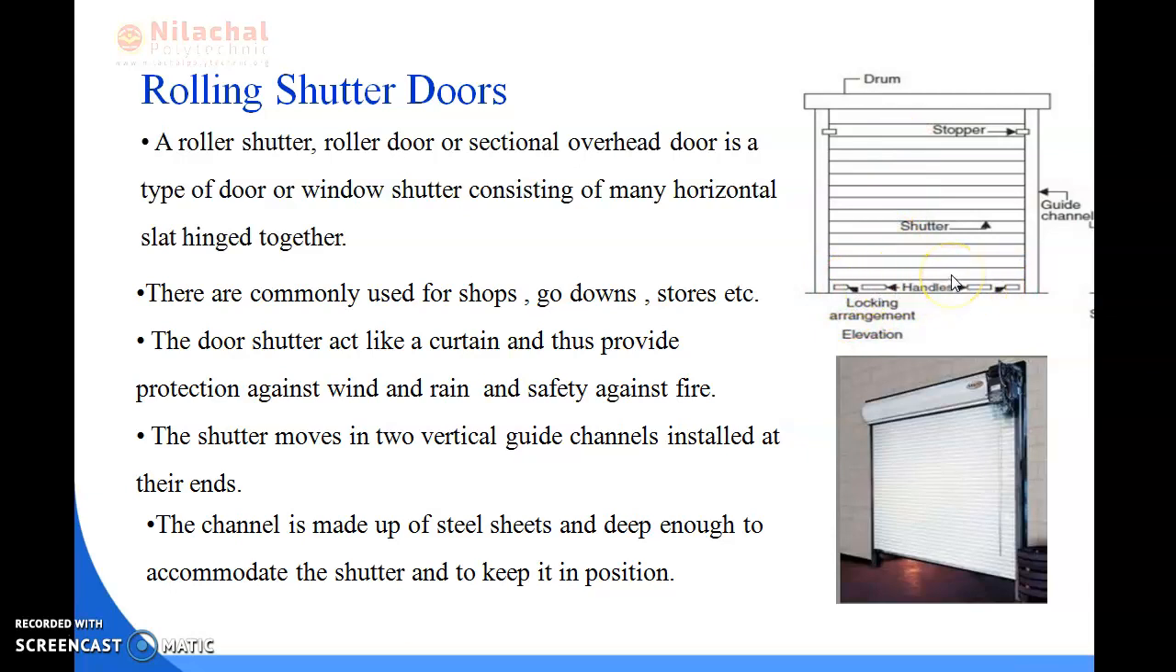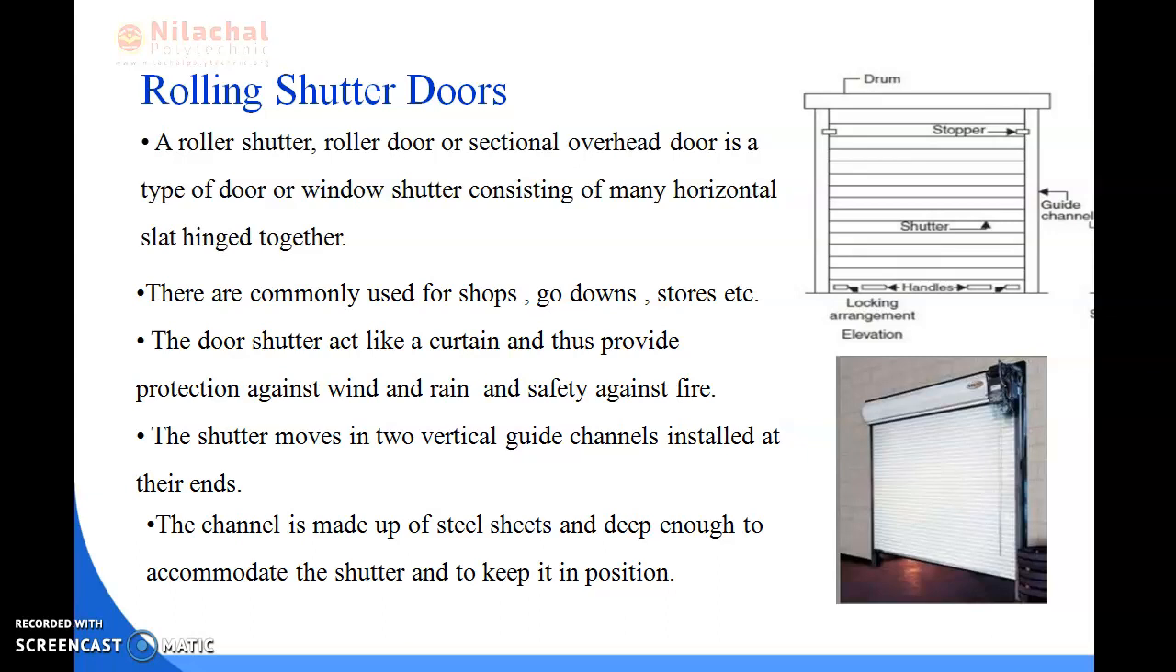We can say that a roller shutter, roller door or sectional overhead door is a type of door or window shutter consisting of many horizontal slats hinged together. They are commonly used for shops, godowns, stores, etc. The door shutter acts like a curtain and thus provides protection against wind and rain and safety measures. The shutter moves into vertical guide channels installed at its ends.